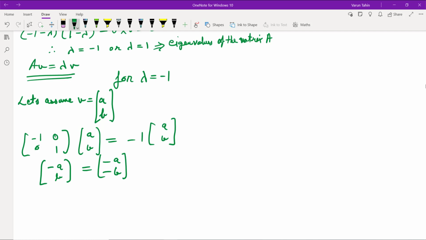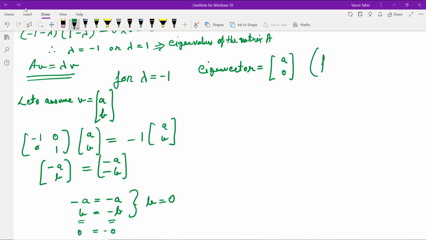When we equate the left hand side to the right hand side, we can say minus A equals minus A and B equals minus B. Can you infer when this will be true? This will be true only when B is equal to 0, because in any other case, B will not be equal to minus B. It's only when B becomes 0 that B equals minus B. So the eigenvector here becomes [A, 0] for lambda equals -1. In other words, all the vectors on the x-axis are eigenvectors of this transformation.